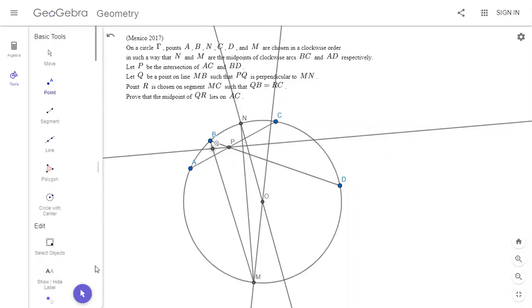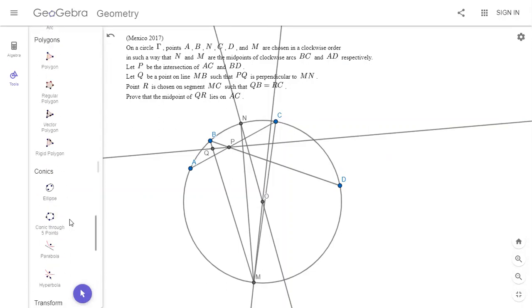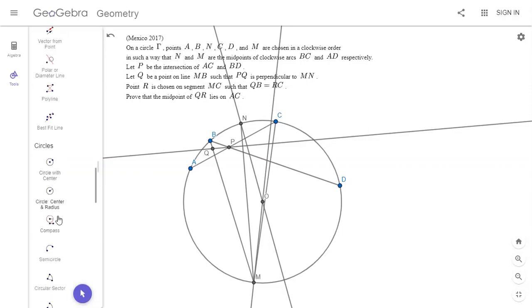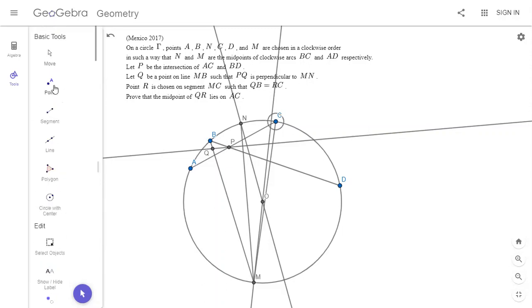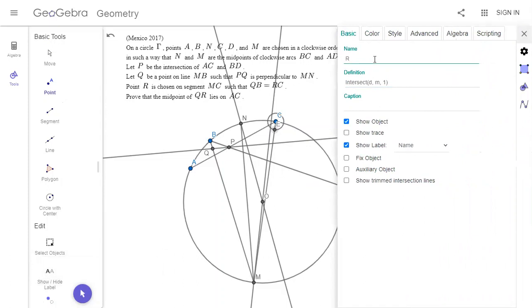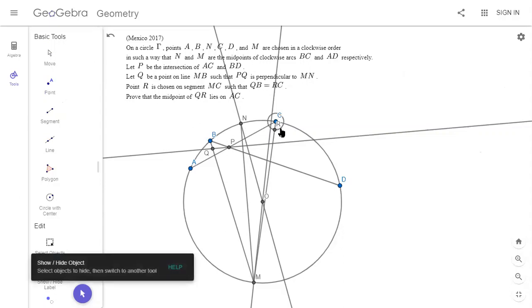And R is on MC such that QB is equal to RC. This is really weird. Okay, this is maybe a pretty hard problem. Where's the compass tool? Here's the compass. QB is equal to RC. That's weird. So that's point R. And we want to show the midpoint of QR lies on AC. That is so weird.